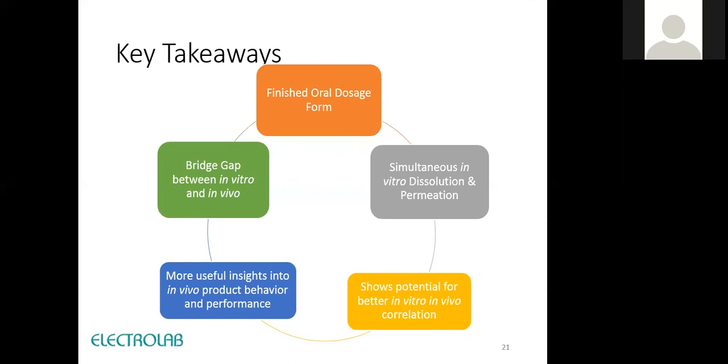The key takeaways from this presentation are that for finished oral dosage formulations, we can estimate in vitro dissolution rate and permeation rate or flux simultaneously in a reproducible manner. It has been shown that this has more potential for better in vitro in vivo correlation. We definitely can gain more insights into in vivo product behavior and performance, and this is going to help us bridge the gap between in vitro studies and in vivo studies, and help develop formulations which are safe and efficacious.